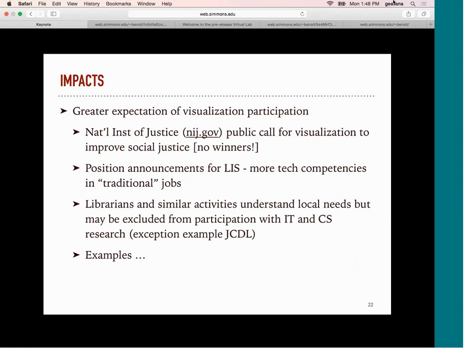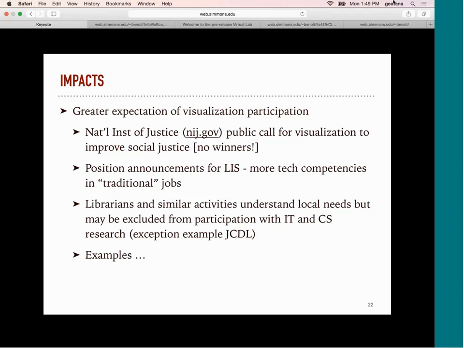Next. Job announcements, if you read enough of them, as I did just the other day, everything from a reference position on up in library land now expects competency in HTML5, CSS3, JavaScript, which is changing dramatically, by the way, PHP, client server, you're expected to know MySQL. In other words, your toolkit is no longer merely what it was back in the day, it's those types of tools.